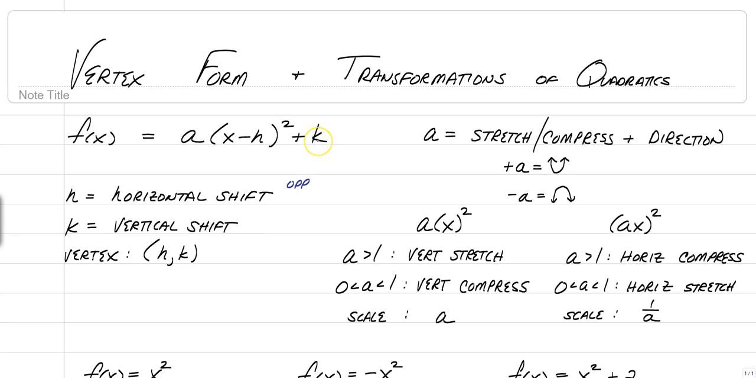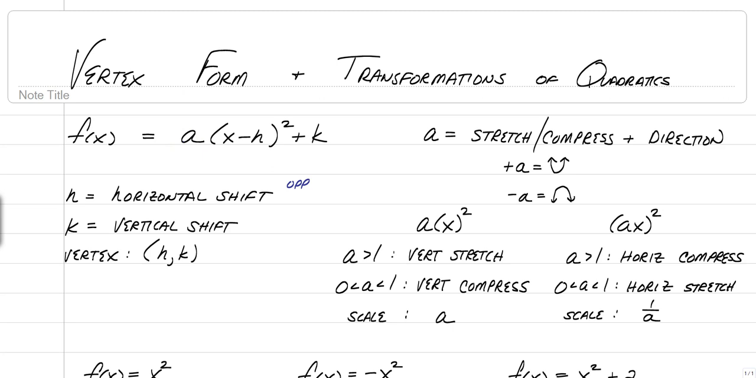That's how far you're going to start up and down. So the vertex of a vertex form parabola or quadratic equation is going to be h comma k. And see, this is x minus h, and that's going to give you a little hint of why it goes in the opposite direction.